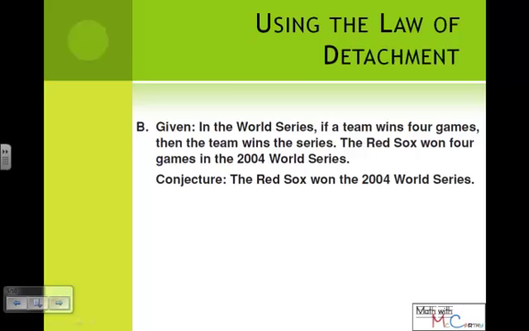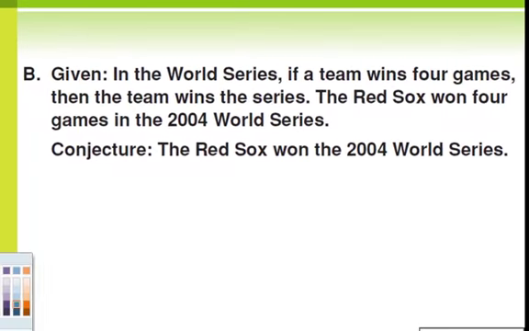Okay, let's try this one. In the World Series, if a team wins 4 games, then the team wins the series. The Red Sox won 4 games in the 2004 World Series. Therefore, we can conclude that the Red Sox won the 2004 World Series. So let's see if this follows our law of detachment. If a team wins 4 games, that is P, then the team wins the series, that is Q. The Red Sox won 4 games. They're telling us that P is true.